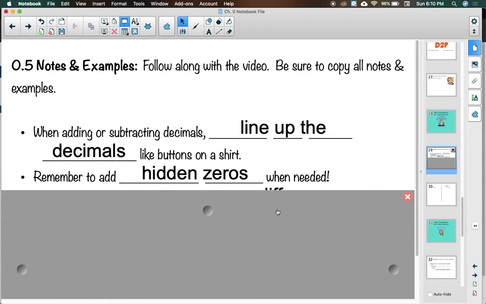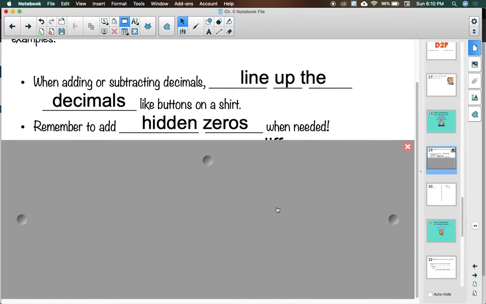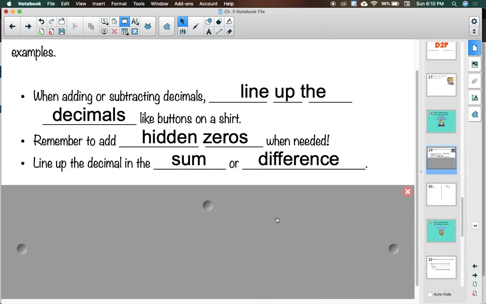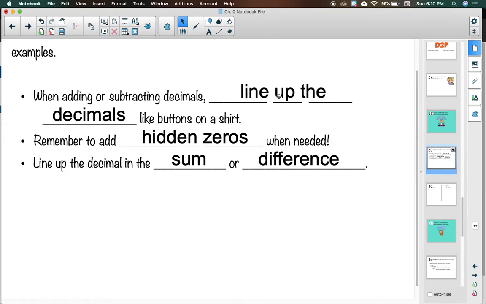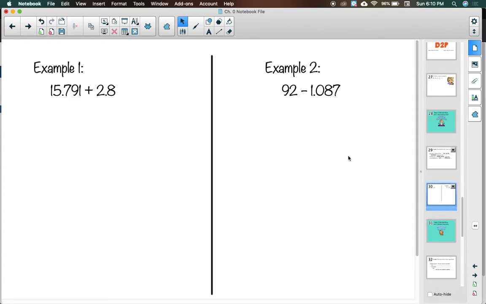You need to make sure they have the same place values going on in your numbers, okay? And last but not least, line up the decimal in the sum or difference. So all those decimals should stay lined up. Don't forget in your answer, your sum or your difference as well. So let's see two examples.